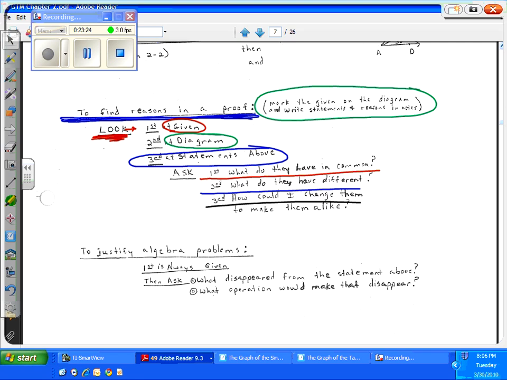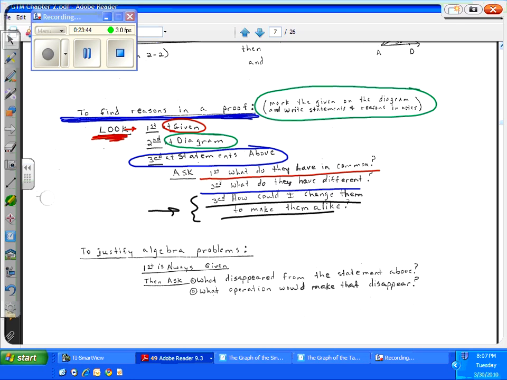What do they have different? And what would I need to do to change them to make them look alike? That thing that you would have to do to change them to make them look alike is the property you're going to use. And so you're hoping something will pop out. What says that I can do that thing that I need to do to change them to make them look alike?